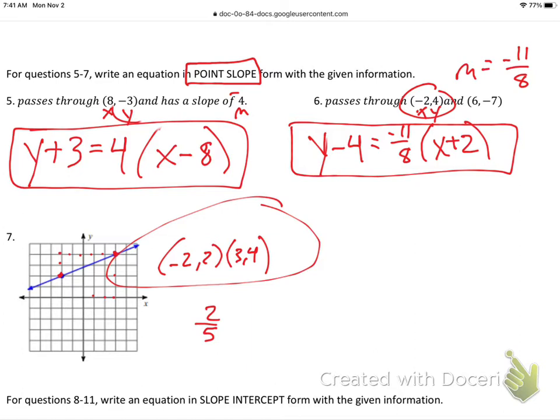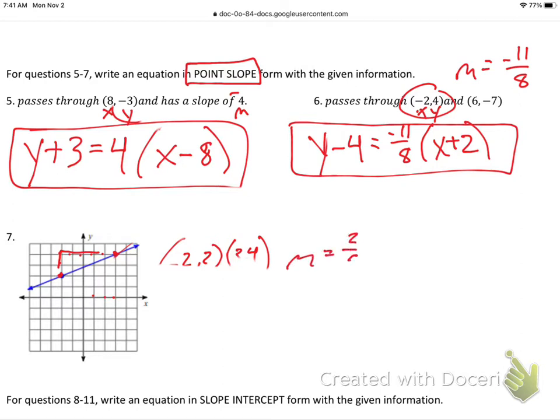Or you can, like I just did here, count and find your slope that way. So knowing that my slope is 2/5, and I have these 2 points, again, I'm just going to pick one of them. So I'm going to pick this first one. That gives me an x, that gives me a y, and I just plug it into the point-slope formula.